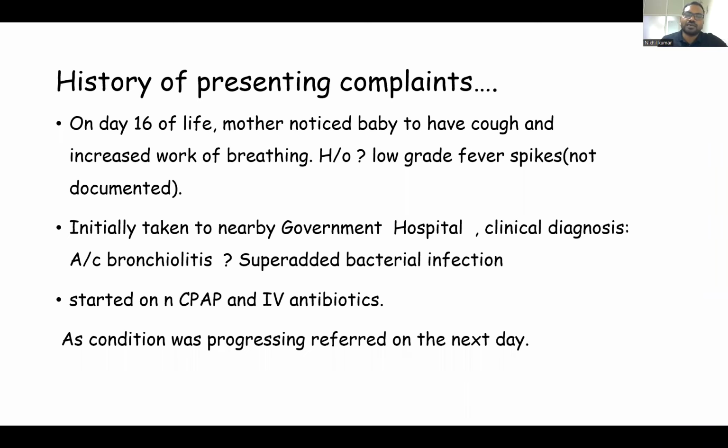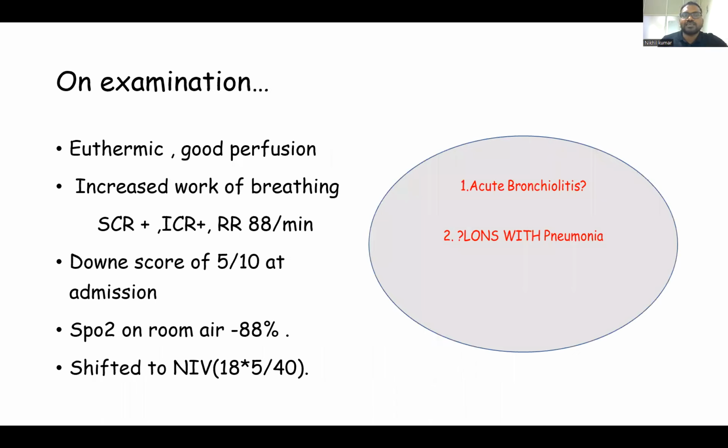Initially taken to a nearby hospital, and on the basis of clinical examination and history, acute bronchiolitis with superadded bacterial infection was diagnosed. The baby was started on nasal CPAP and IV antibiotics. As the condition was progressing, the baby was referred the next day to our hospital. On examination at admission, the baby was euthermic with good perfusion, but had increased work of breathing with subcostal and intercostal retraction, a respiratory rate of 88 per minute, and a Downes score of around 5/10.